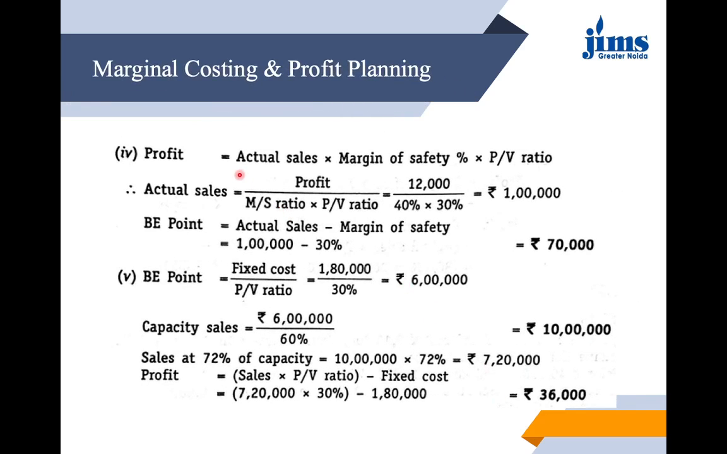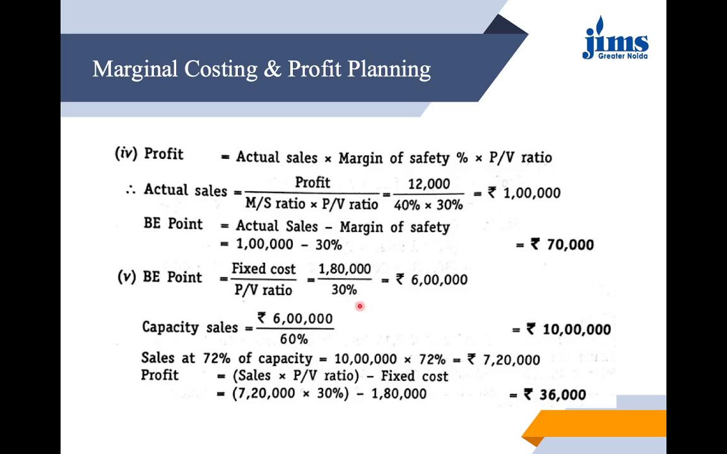Then in next case, they have given you the values of profit, margin of safety ratio, and PV ratio. So first of all, let us calculate the actual sales using this formula, that is profit upon margin of safety ratio and PV ratio, that is coming out as 1 lakh, and then simply we can subtract the margin of safety from actual sales and find out the break-even point as 70,000.